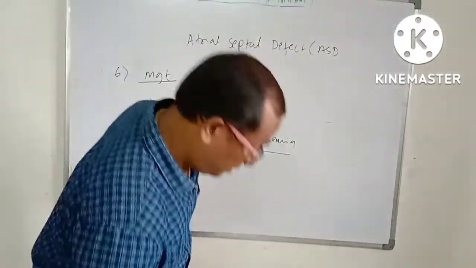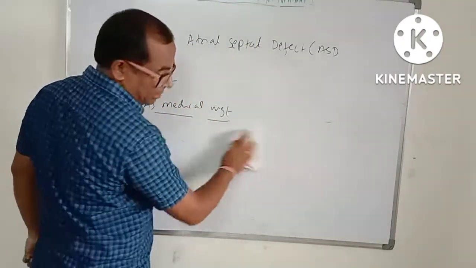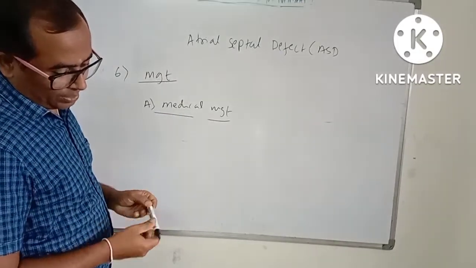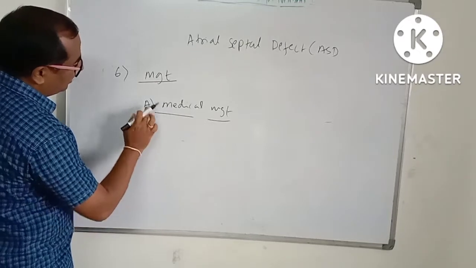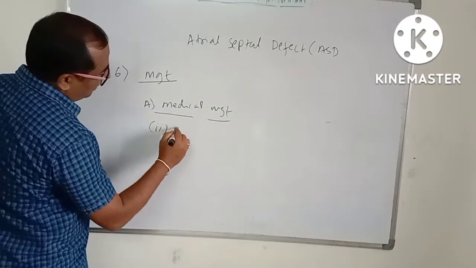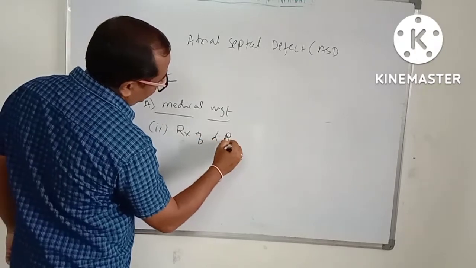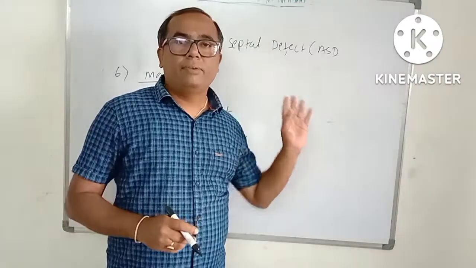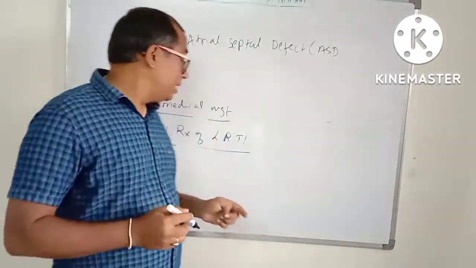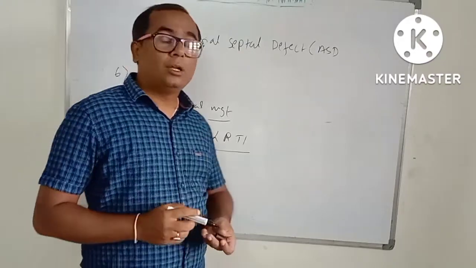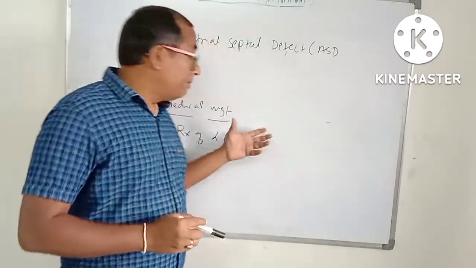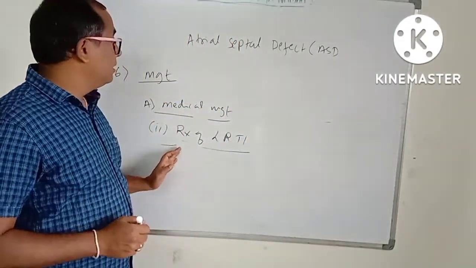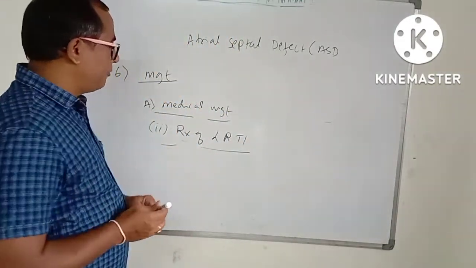Next, apart from this, the second one is treatment of lower respiratory tract infection. As I said in the pathophysiology, the ASD will lead to development of pulmonary edema, and pulmonary edema can result in development of lower respiratory tract infection. So because of this, we have to treat the lower respiratory tract infection.